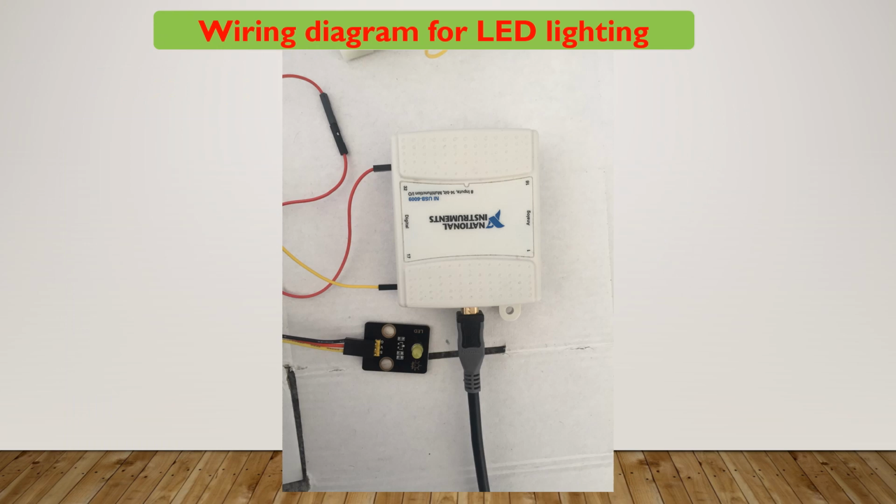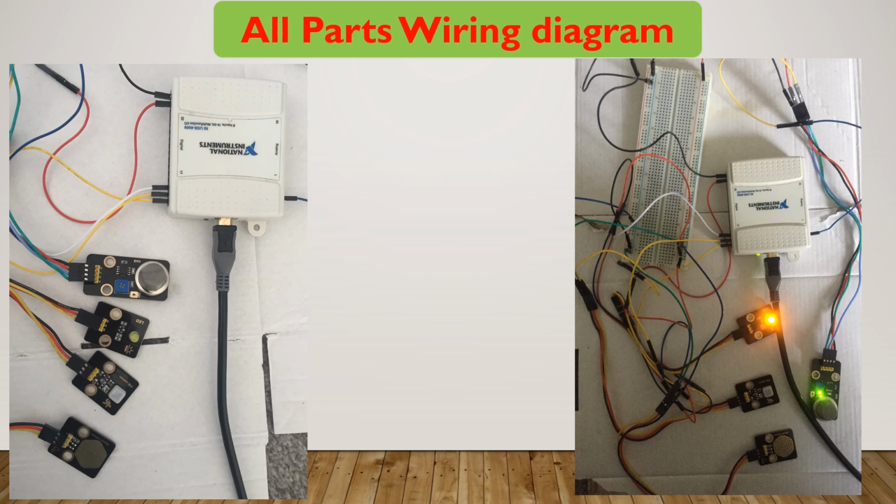You can see here the wiring diagram for LED lighting, and the LED is connected to the USB data acquisition card. The LED acts as a digital output. In this slide you can see all the wiring, such as the MQ2 sensor, LED module, PIR sensor, and steam water sensor. You can see sometimes the LED is on and off, and we can measure the level of the gas by data acquisition. We can measure the PIR action, and we can measure the steam water action by the data acquisition card.